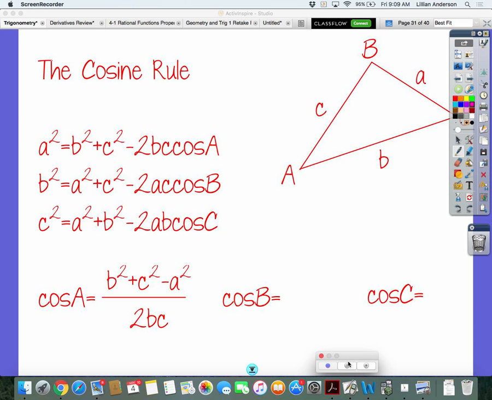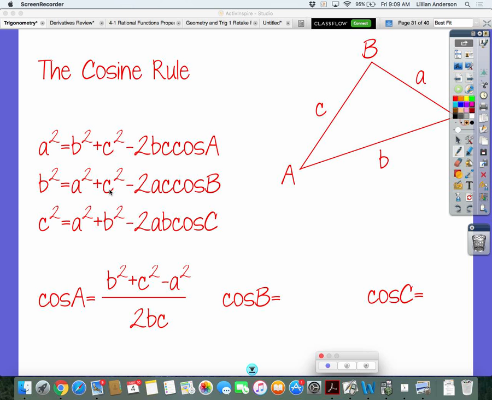I have written out all the different ways that you can rearrange the first type of formula. The ones at the top are used when you are trying to find a side length, so whatever side you do not know. For example, if you wanted to find side A, you know angle A. Or if you were looking for side B, you would know angle B along with sides A and C.